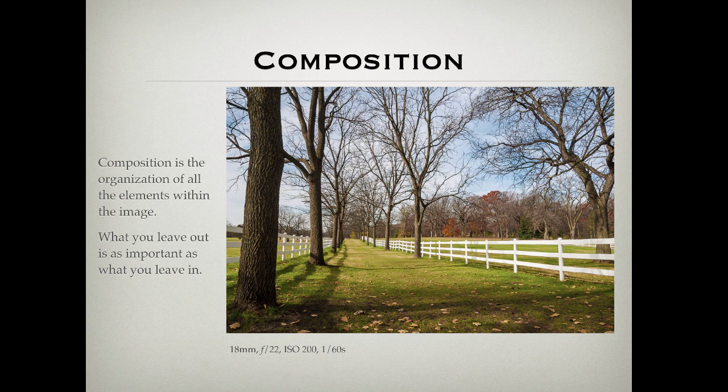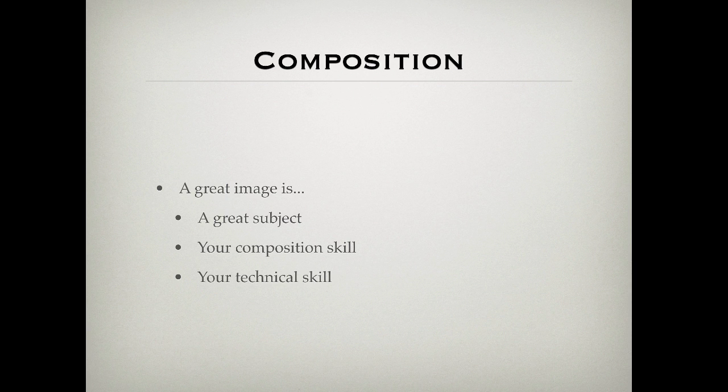Composition, a way to think of it is an organization of all the elements within the image. And what you leave out is as important as what you leave in. So keep that in mind. Sometimes the exclusion part is just as important. So a great image consists of several different aspects. A great subject, always a challenge to find, but something to keep in mind. Your composition skill, how you've developed your eyes, the kinds of tools you use in composition, and your technical skill, the things we covered in the craft of photography.